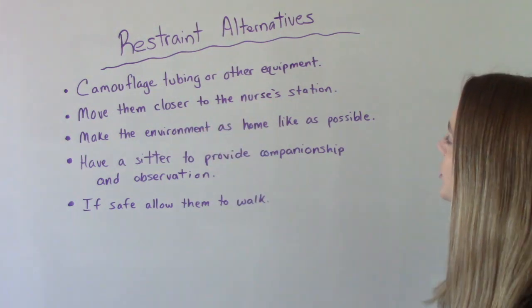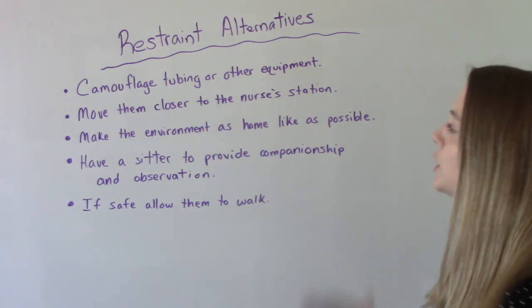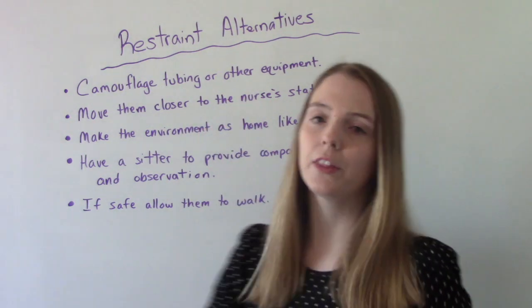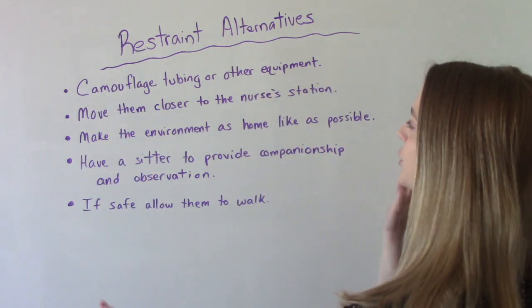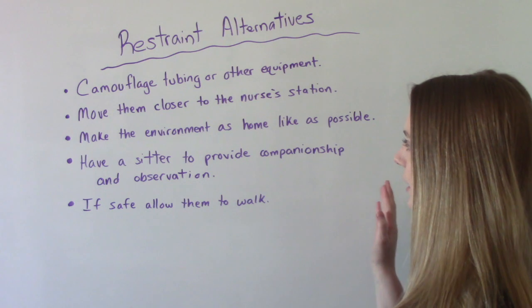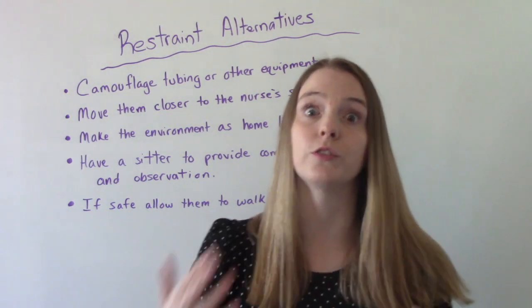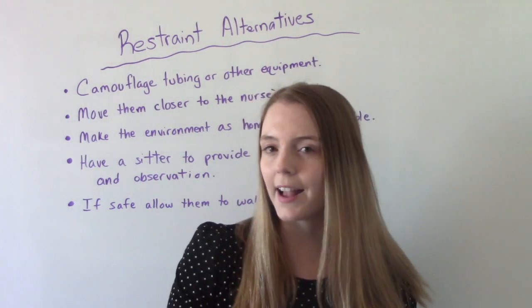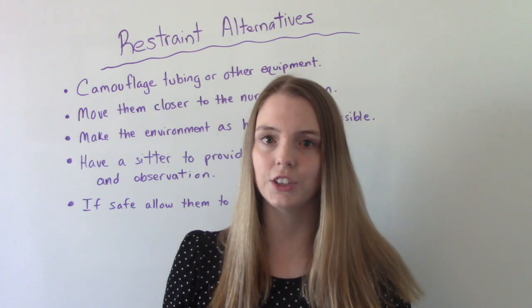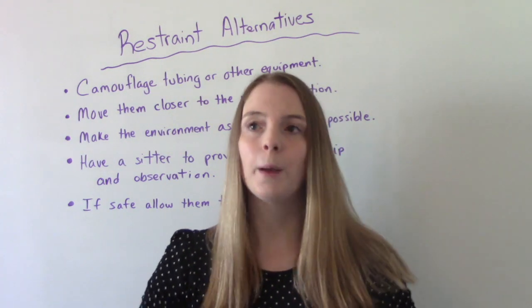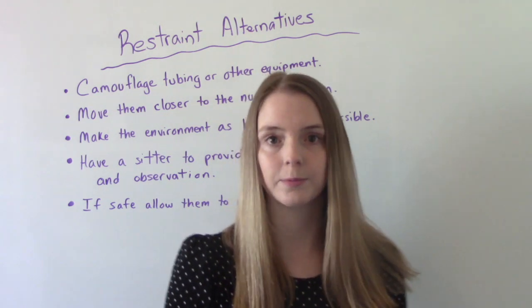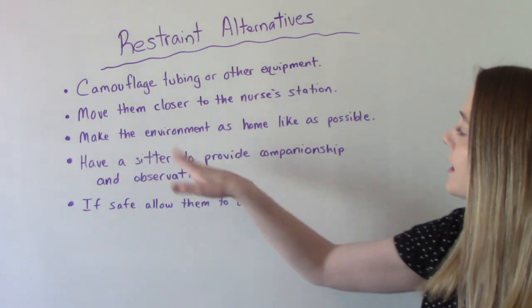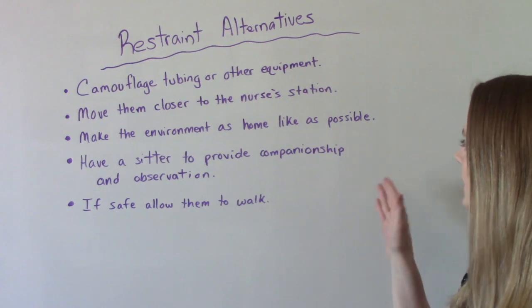Move them closer to the nurse's station. So just like before, we're checking on them more frequently, we're rounding on them more frequently. Patients who are closer to the nurse's station are more easily observable. So we can keep a better eye on them if they're closer to the nurse's station and they are less likely to do behaviors or do anything unsafe or dangerous that would require restraints. Make the environment as home-like as possible.